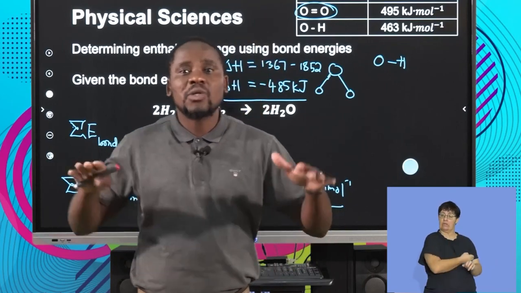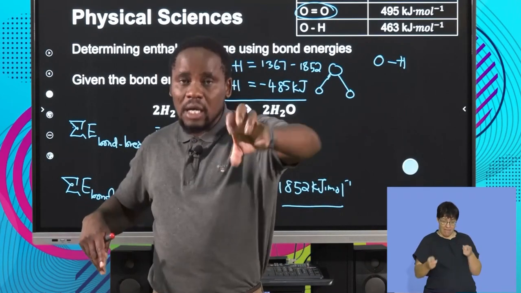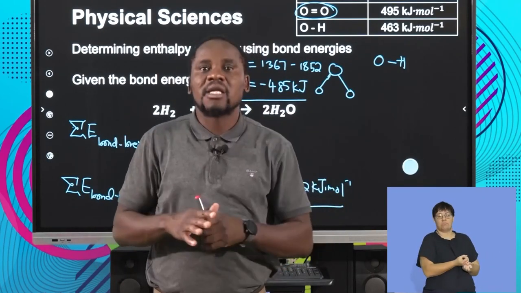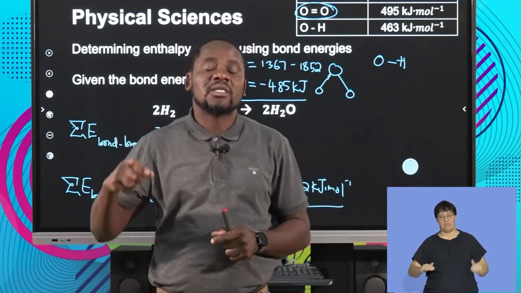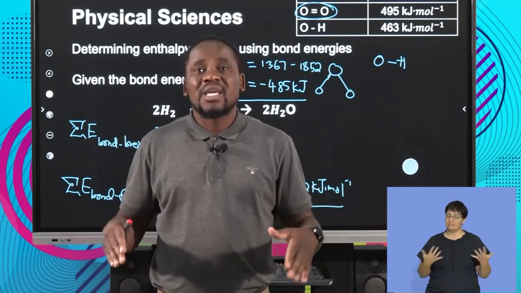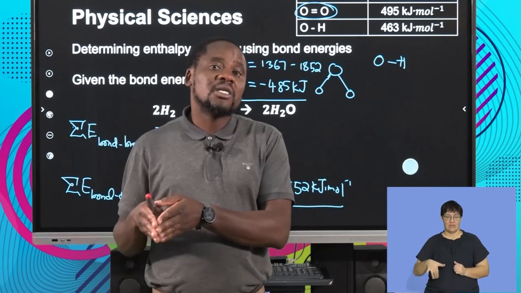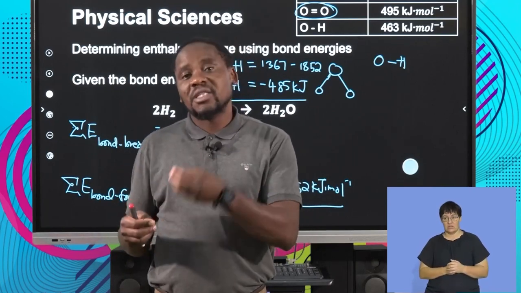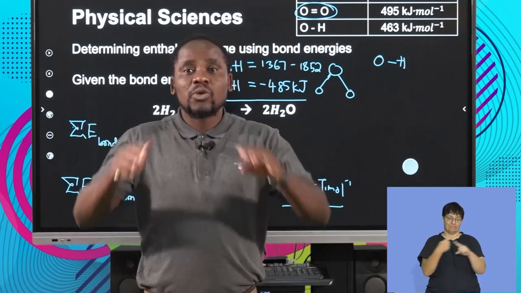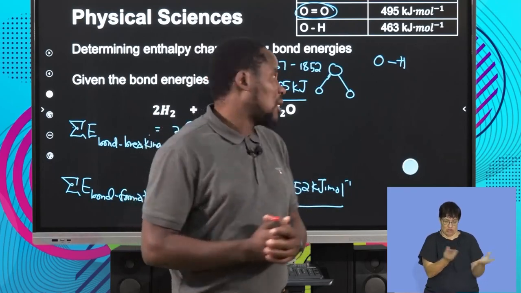So in a nutshell, what we're simply saying is that the amount of energy absorbed to break the existing bonds is less than the amount of energy that is actually released when these new bonds are formed. So that's the main idea. We can use the amount of energy absorbed versus the amount of energy released to determine the enthalpy change. So in total, energy is actually released in this chemical change.